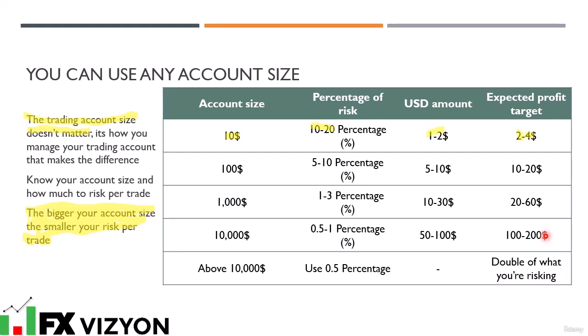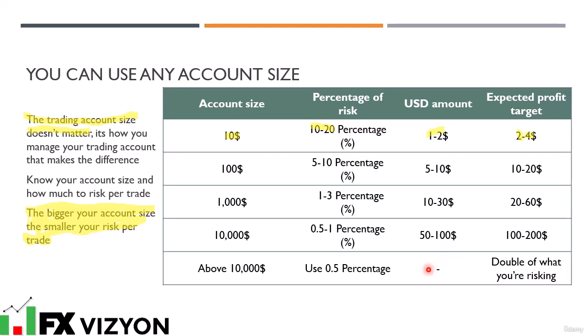Now, if you're having above $10,000, you should be risking 0.5% or even lower than that, and then doubling it to make your profit target, right? You double whatever you're risking to give you your profit target. That's why you have no figure here. You can risk from 0.5 downward, and double what you are risking to give you what you should make in profit.